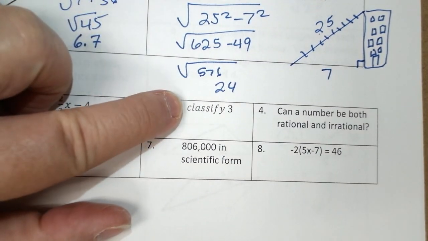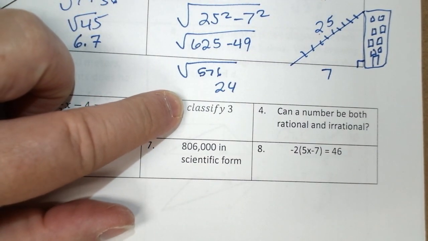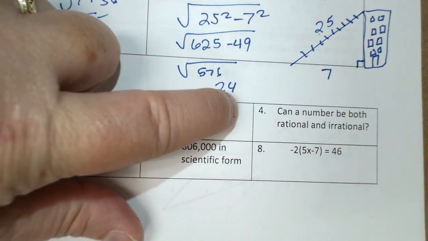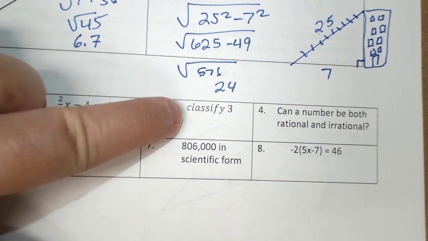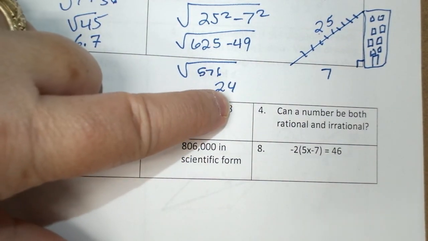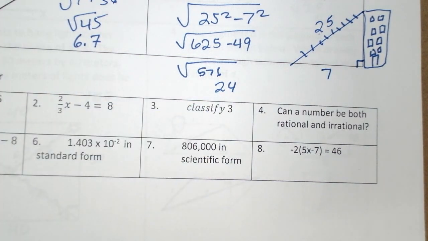This is classify y. If y is 3, classify 3. Sorry, can't read sometimes. Classify 3, and that actually means where does 3 fall in the number system?